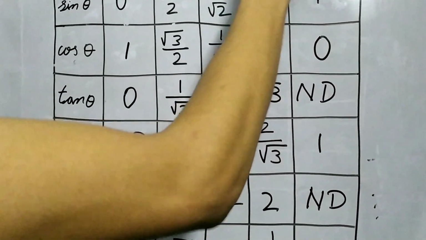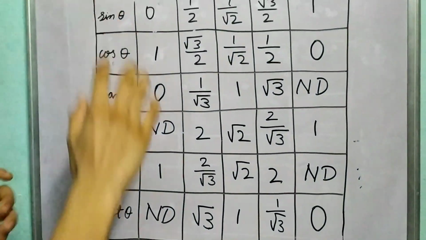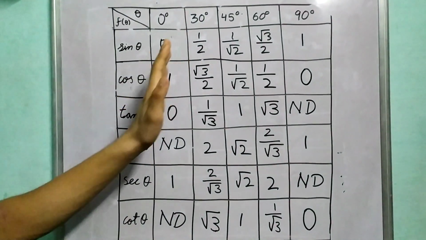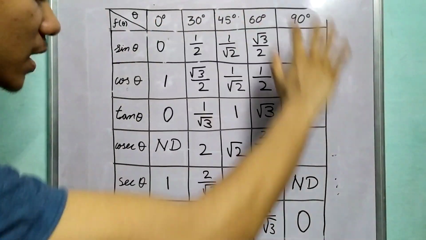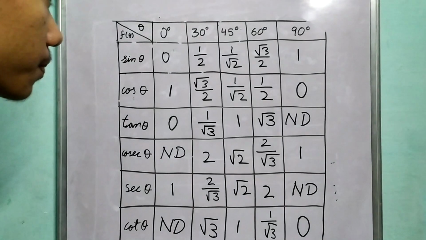And so just rub this off and make it. Okay, so you get a nice looking table. Okay, this is a table for all values of theta, not all values, but these 5 specific values for every trigonometric ratio.